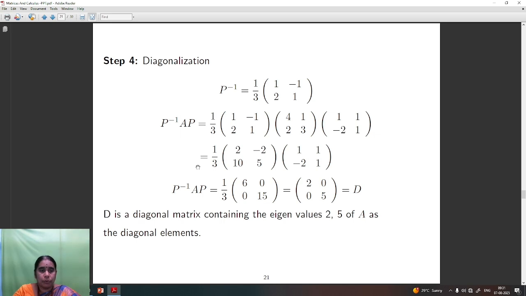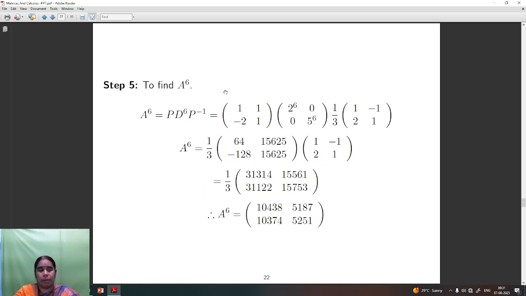We have proved two things. What are they asking? They are asking three sections. First one, we have to calculate P. Next, we have to find whether P inverse A P is diagonal or not. Yes, both we have solved. Last thing, we have to find the value of A power 6.